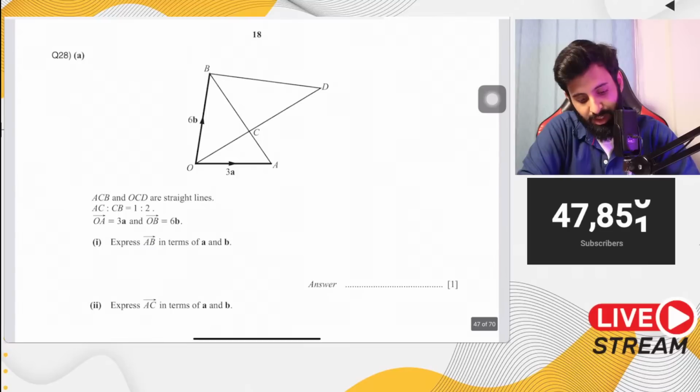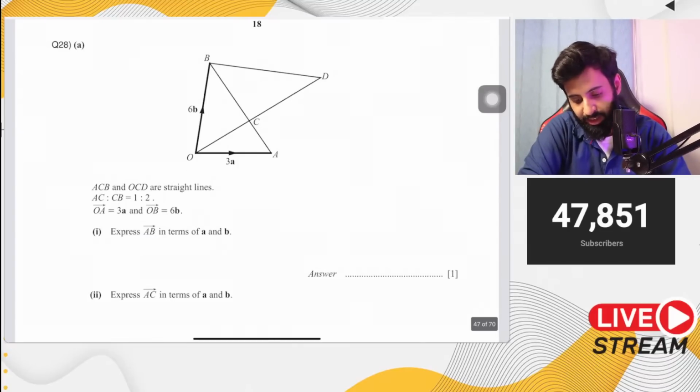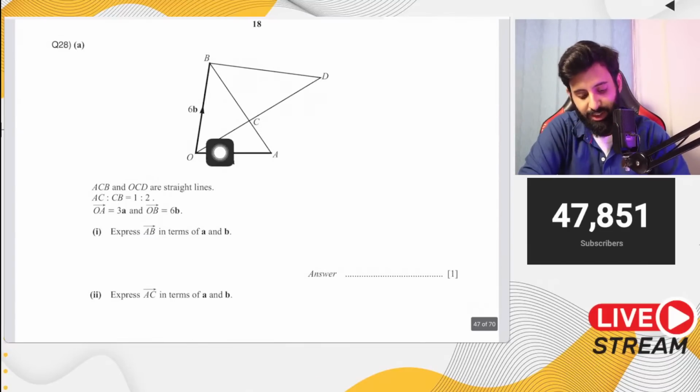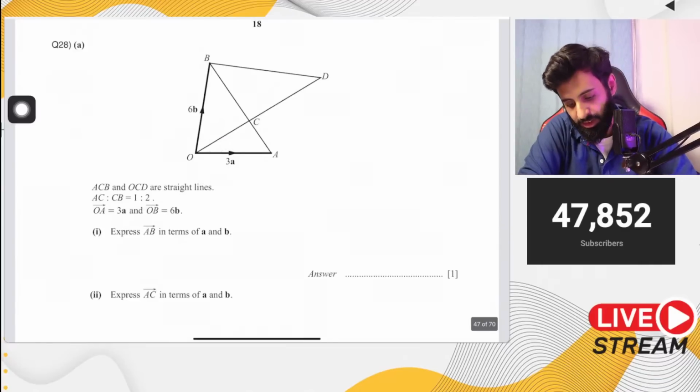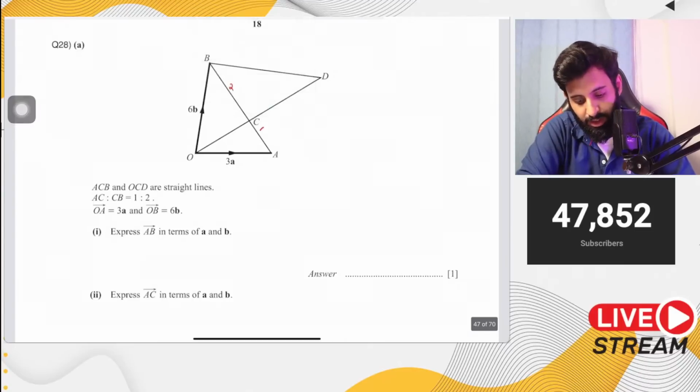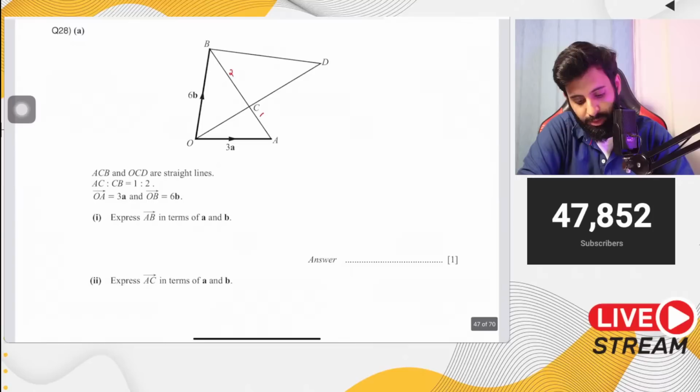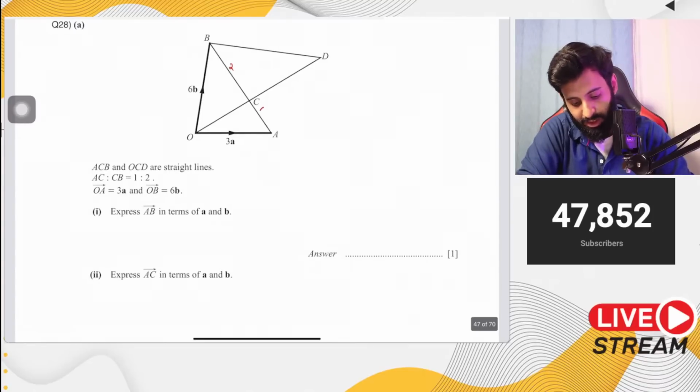Okay, now this is a question which says the following. ACB and OCD are straight lines. AC and CB are in the ratio 1:2. So here's 1 and here's 2. OA equals 3a and OB equals 6b. Express AB in terms of a and b.